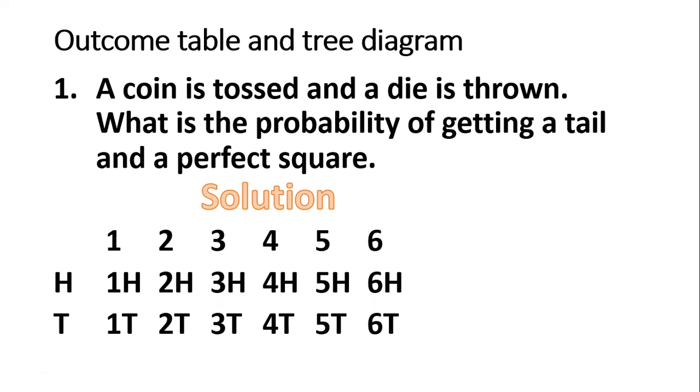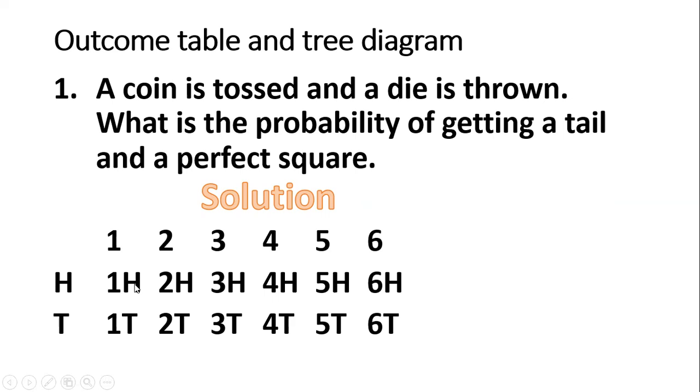Now, what's the probability of obtaining a tail and a perfect square? The first question is, what are perfect squares? Perfect squares are numbers that have a perfect square root. So 1 times 1 is 1, so 1 is a perfect square. 2 times 2 is 4. So we have 2 possible outcomes: 1 and a tail, and 4 and a tail.